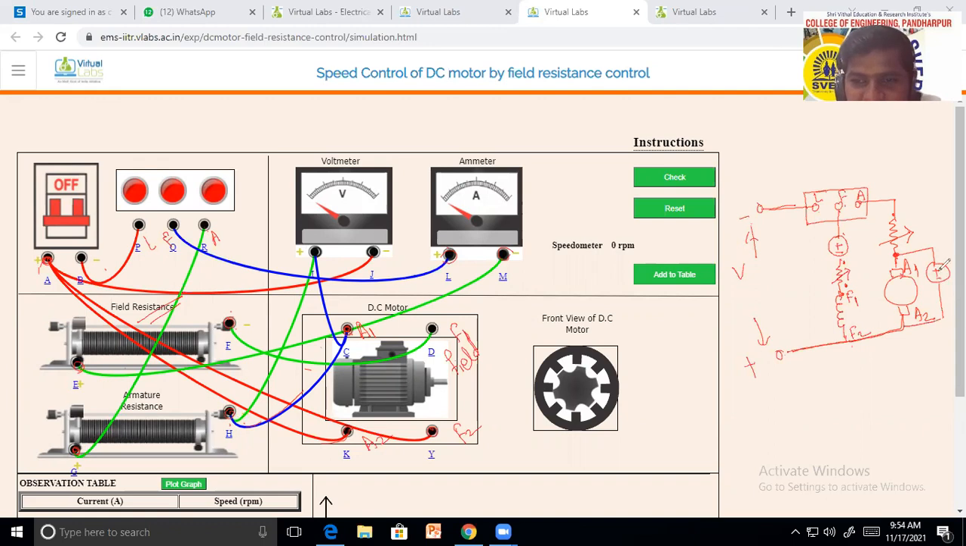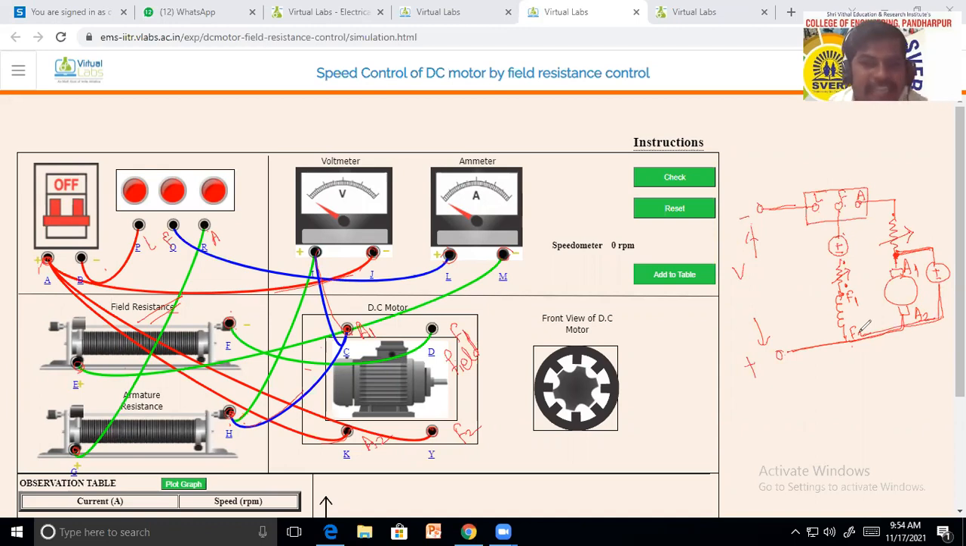So here the voltage. See, this terminal of the rheostat is connected to one terminal, and the same terminal is connected to one terminal of the armature. That means it is the common point. It is connected from here to A1 and also to H. Okay, and the next terminal of the voltmeter is connected to positive. So it will be like this. This is connected to positive.